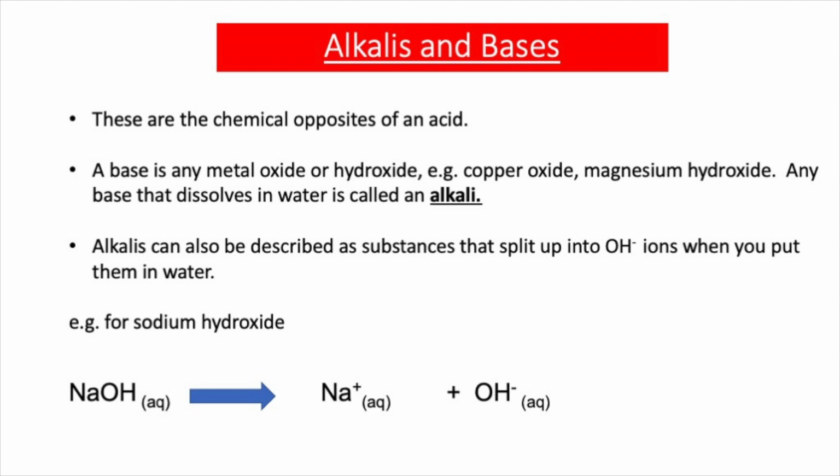Now, the chemical opposite of an acid is called a base, and a base is any metal oxide or hydroxide. So if we're going to name a base, all we have to do is name a metal. So let's say copper, and if you add the word oxide or hydroxide after it, you have the base. So copper oxide is a base, copper hydroxide is a base, magnesium oxide is a base, magnesium hydroxide is a base. Now, there are around 90 metals in the periodic table, so if there are oxides and hydroxides of all those 90 metals, you can see there's 180 bases at least.